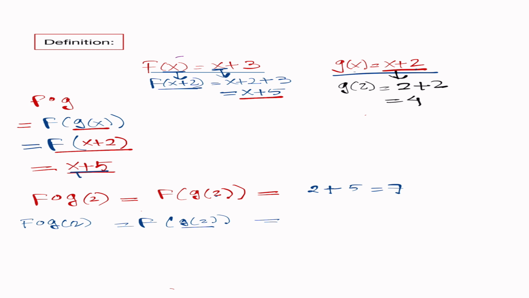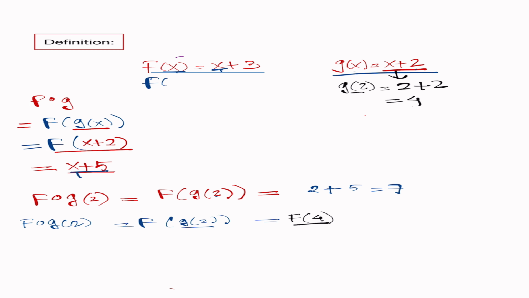So you already know the g of 2 is 4, so you can just plug it in here. f of g of 2 is just f of 4. Now since you have this value, you plug it in here. So you have f of 4. You have to find out f of 4. Let's find out f of 4.